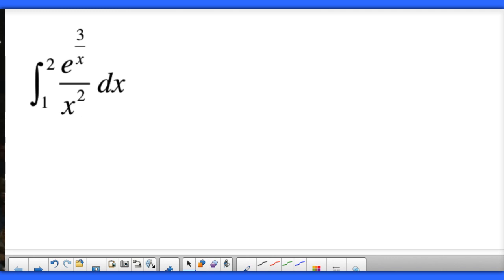All right, let's take a look at this first one. Now, at first glance, it looks like we're going to have to do some sort of u substitution. Let's try that. Let's have u be 3 to the x. I probably want to think of that as 3x to the negative 1. If I take the derivative of that, that'll wind up being negative 3x to the negative 2, which is the same thing as negative 3 over x squared.